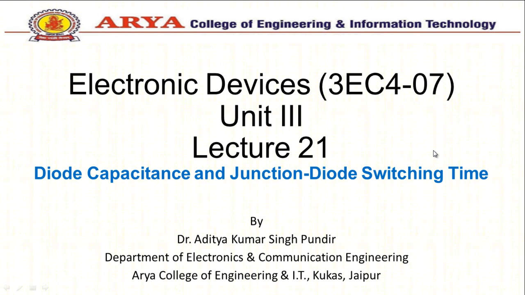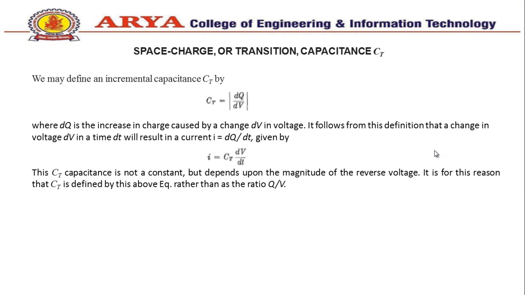In this another lecture of electronic devices, we are going to cover diode capacitance and junction diode switching time. There are two types of diode capacitance. First is space charge or transition capacitance, and second is diffusion capacitance. First we cover space charge or transition capacitance.